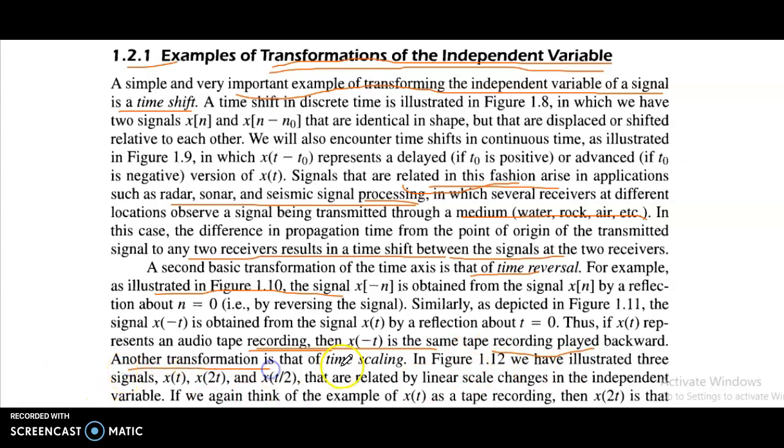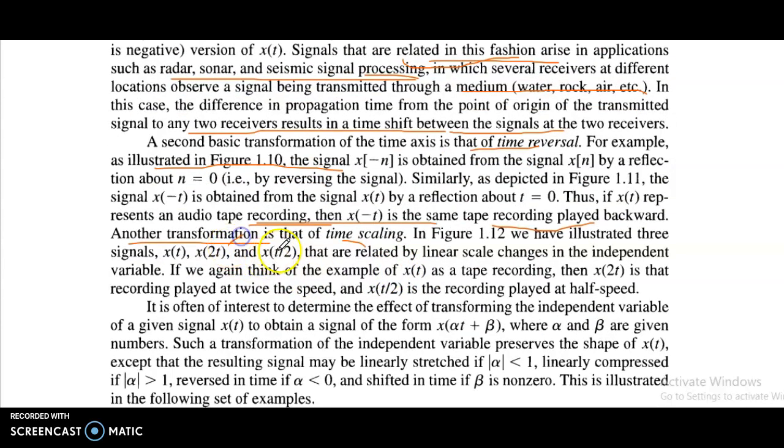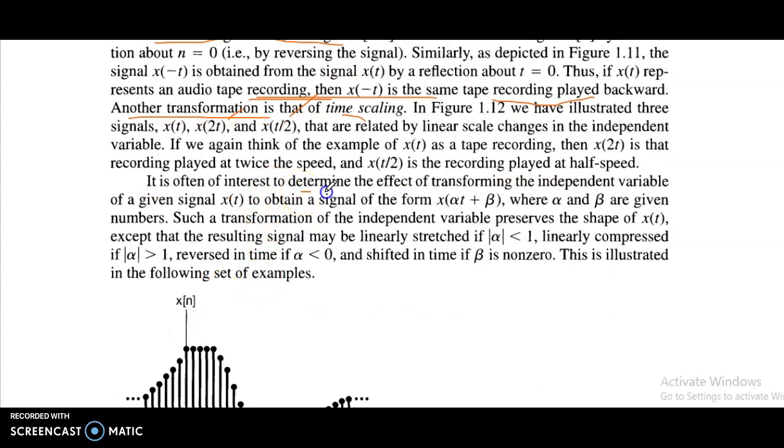And the next transformation is that of time scaling. In figure 1.12, we have illustrated three signals, x of t, x of 2t, and x of t by 2, that are related by scale changes in the independent variable. If we again think of the example of x of t as the tape recording, then x of 2t is the recording played at twice the speed, and x of t by 2 is the recording played at half speed.